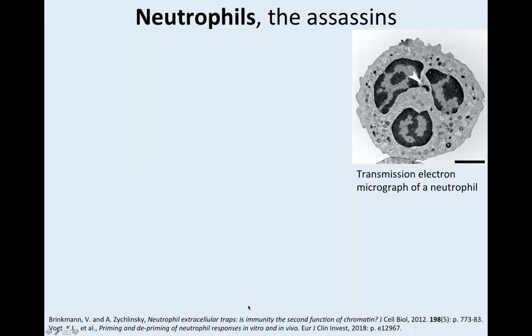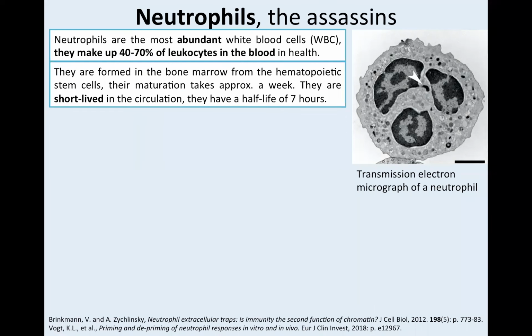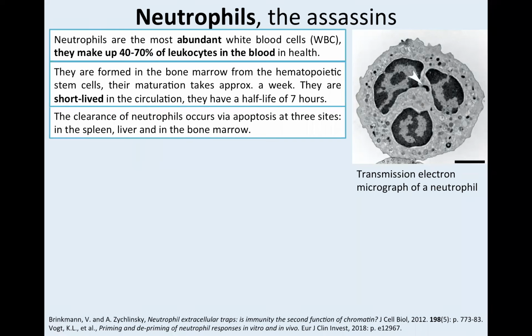Neutrophils. Neutrophils are the most important effector cells. They make up approximately 70% of the leukocytes in the blood. They are very short-lived cells. They only live for 7 hours in the circulation, but it takes a much longer process to generate them.